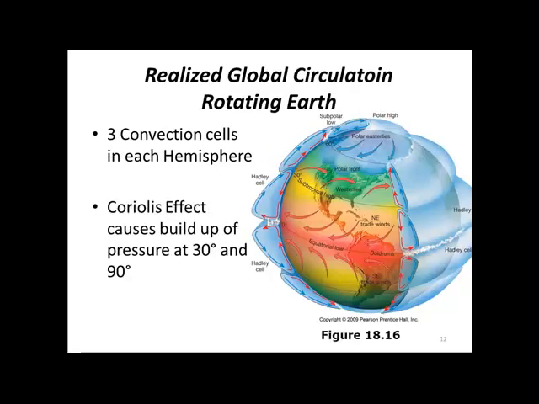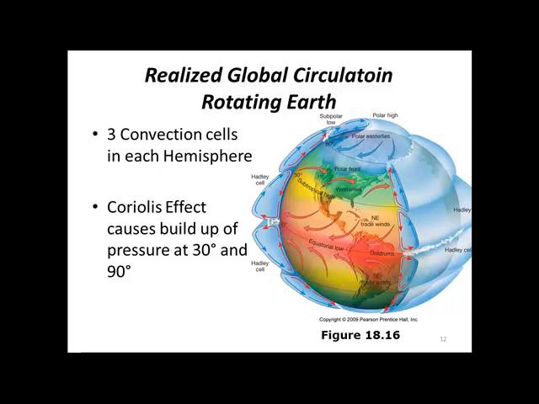However, our Earth is rotating underneath us, as we already talked about with the Coriolis effect. This rotating Earth causes us to have 3 convection cells in each hemisphere instead of only one. This is the realized, or the actual, or what's actually occurring. This is how our global circulation systems look. You still have most of the sunlight coming in at the equator, which heats up the atmosphere, causing the air to rise, causing a low pressure at the equator.